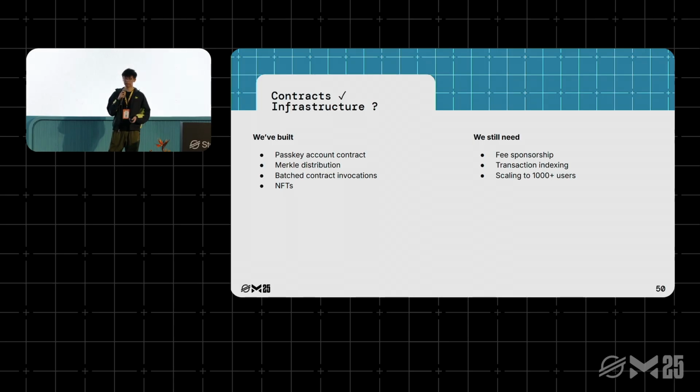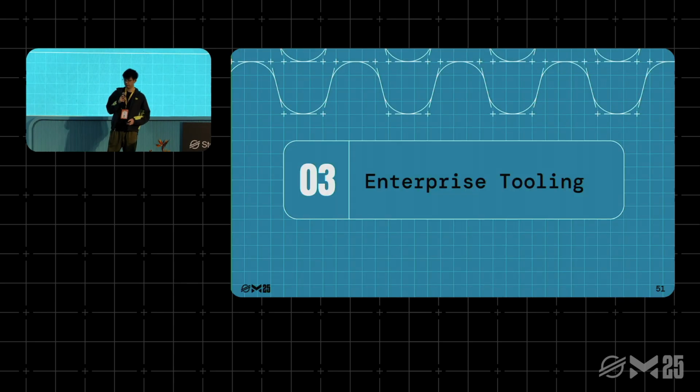To make this work for 1,000 people at Meridian, we need enterprise-grade infrastructure. Our team has been building that infrastructure for years. We helped build the SDP, the new wallet backend, and other tools the ecosystem uses. So when it was time to build Meridian Pay, we knew how to put the pieces together. Now I hand it to Marcelo to talk about enterprise tooling.